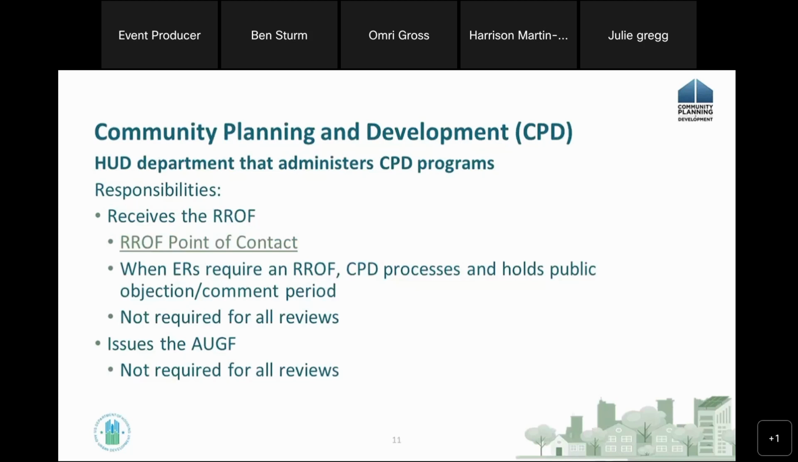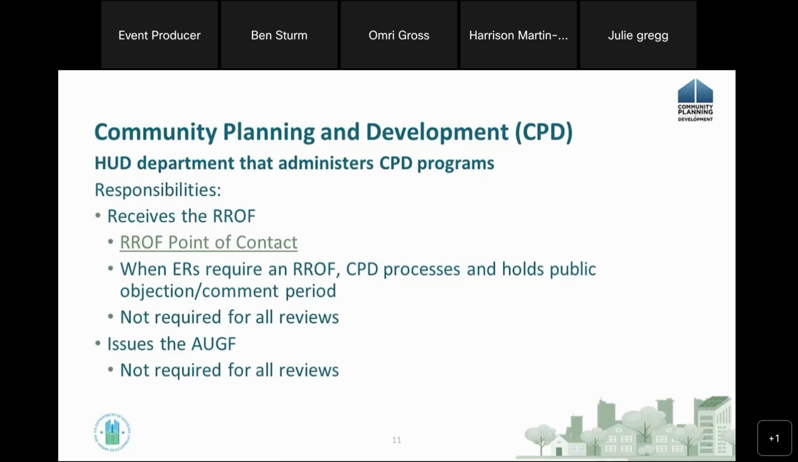CPD's responsibilities include receiving the request for release of funds and certification from the responsible entity. And we actually have a nice handy link here for the request for release of funds points of contact. So again, if your project rises to a certain level of review, which we'll discuss more later on, it may require the public notice, request for release of funds, and authorization to use grant funds process, at which point you would reach out to the RROF point of contact to submit the request for release of funds.